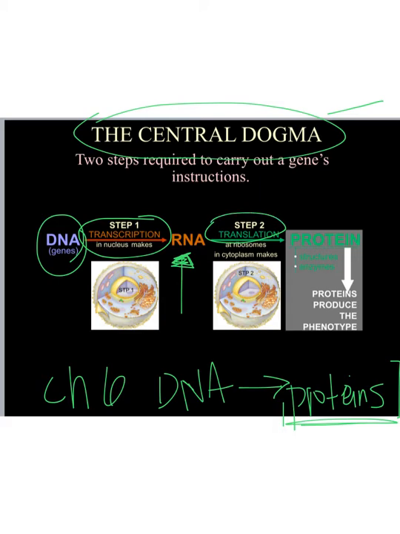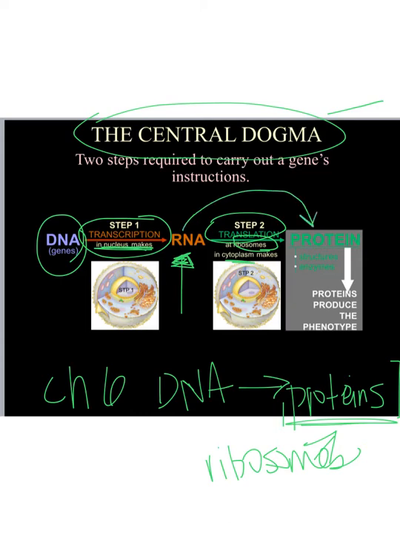The second step that we'll talk about is called translation. By the way, let me back up. Transcription happens in the nucleus. All of transcription takes place in the nucleus because that's where the DNA is. The second step is called translation. Translation takes place in the cytoplasm, specifically at the ribosomes, because remember, the ribosomes are where we make the proteins. Remember that all the way back from chapter 6. Translation converts RNA into proteins, and so that is when we actually make our proteins.